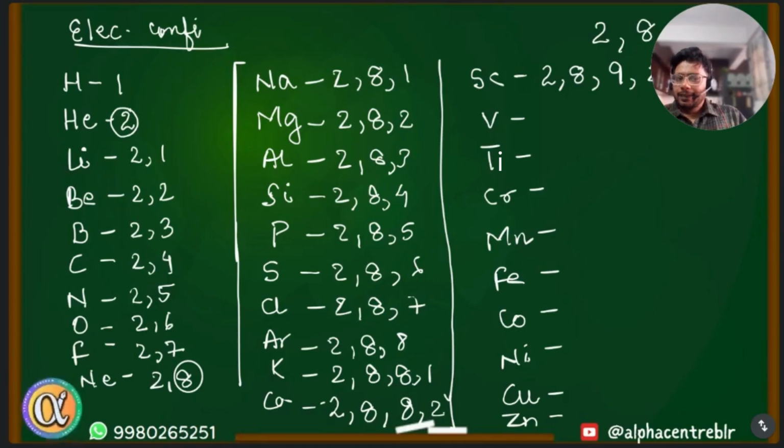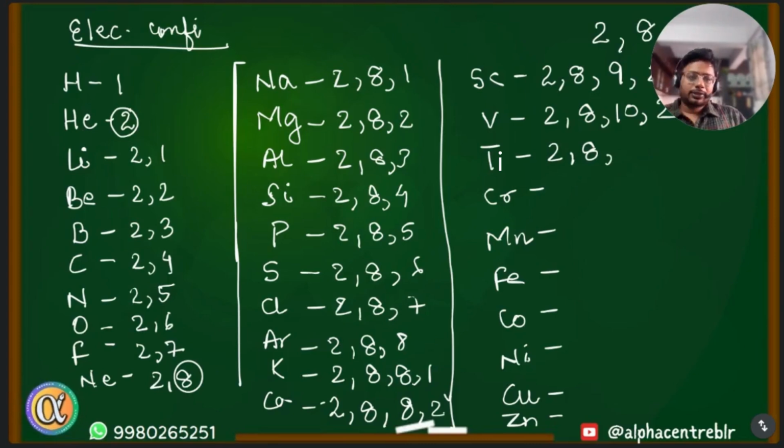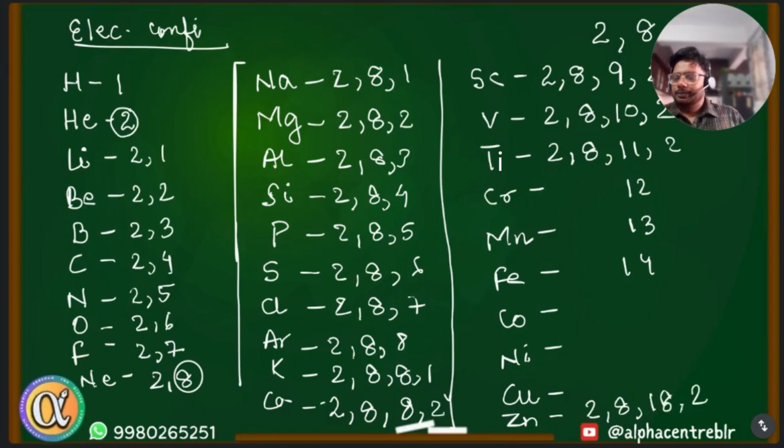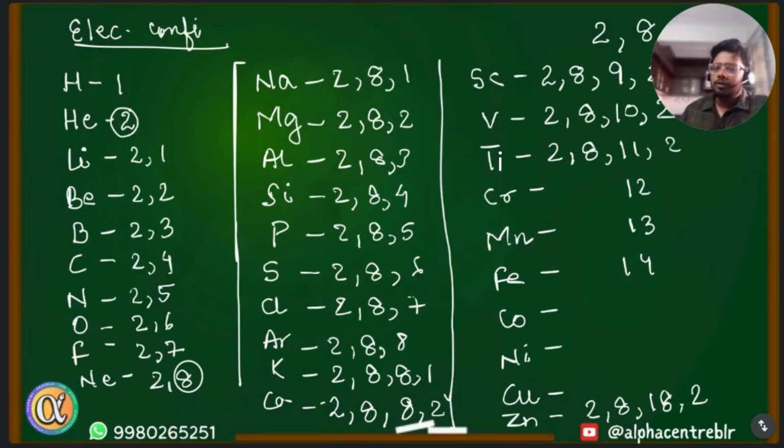You see what's happening now? Vanadium is 2, 8, 10 and 2. The next one is 2, 8, 11 and 2. Clear? And this way we continue to fill the third cell, and the last one here is 2, 8, 18 and 2. Am I clear? Yes, sir. So it's not that we are not going to fill the third cell, but we are going to fill that a little later.